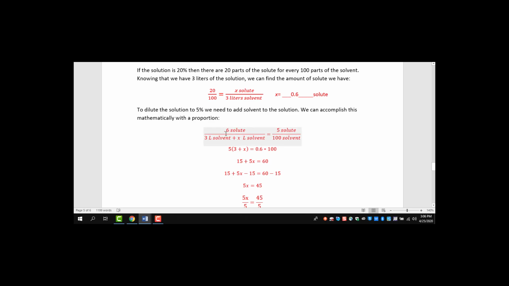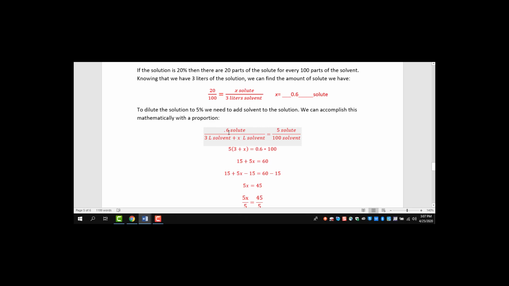Does that make sense? It should make sense. This is 0.6 of the solute, 3 liters of the solvent, and we want 5 of the solute for every 100 of the solvent. So we don't want to make the bottom number here 100. We want to make this ratio equal to this ratio. How do we make one ratio equal to another ratio? Cross multiply and divide. But be careful here.